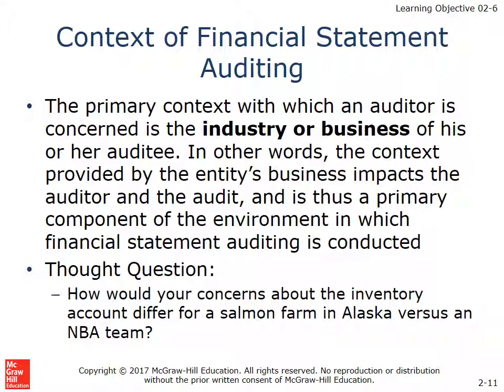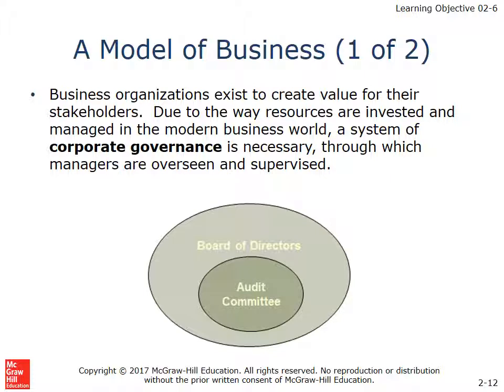For instance, when you're thinking about inventory, would they differ from a salmon farm in Alaska versus an NBA team? And the answer is in your book, and they would, because of the nature of the industry both operate in. So we have to look at a model of business, and there's a great model on page 47. Business organizations exist to create value for stakeholders. Who are the stakeholders? Primarily the stockholders, the customers, the employees.